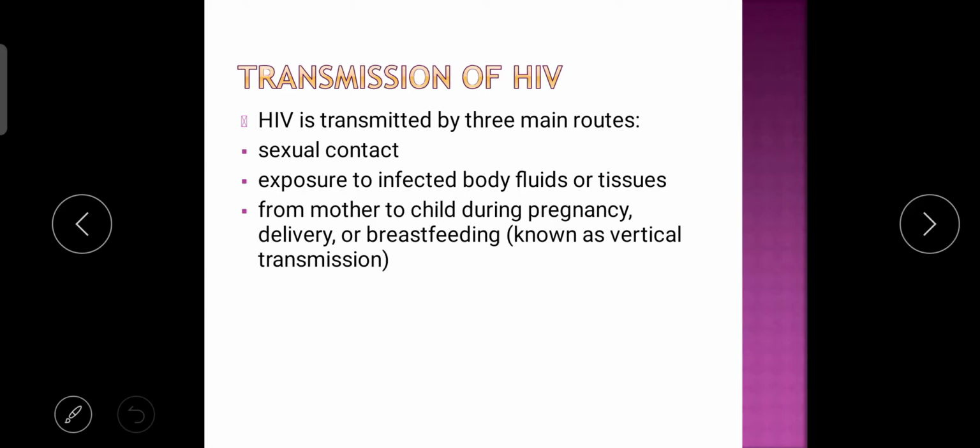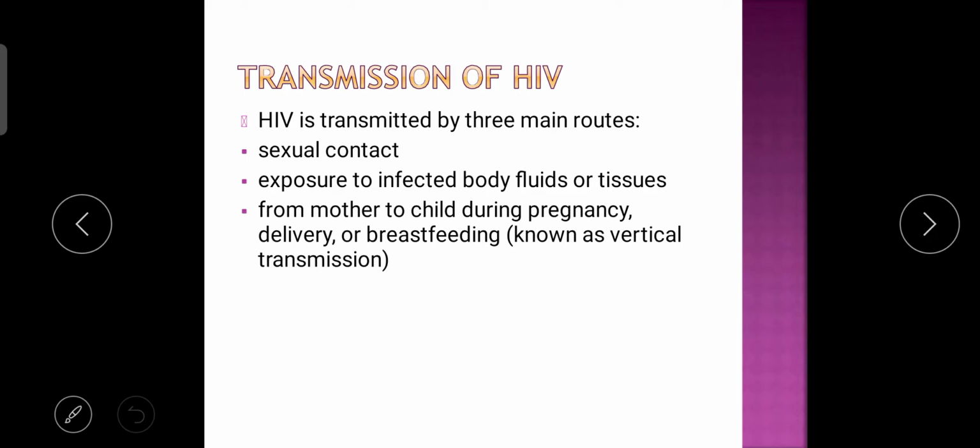Next is transmission of HIV. HIV is transmitted by three main routes, meaning how HIV is transmitted from one person to another person or from mother to baby. So it can be transmitted in three ways. One is sexual contact, meaning if an HIV infected person is having sexual intercourse with another healthy person, it can be transferred. Next is exposure to infected body fluids or tissue.